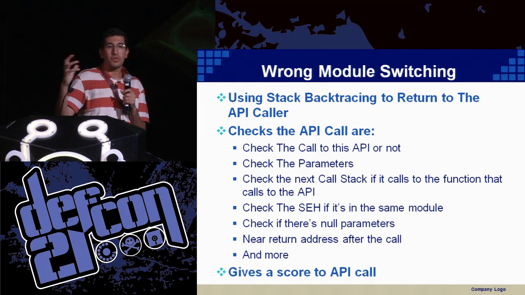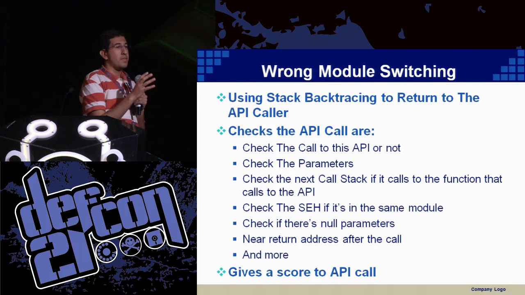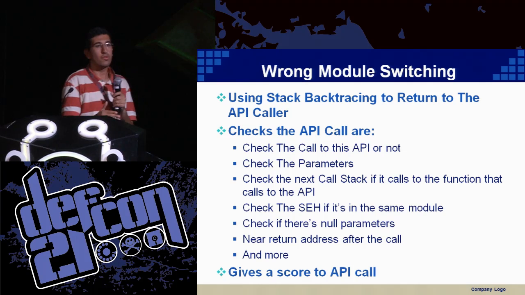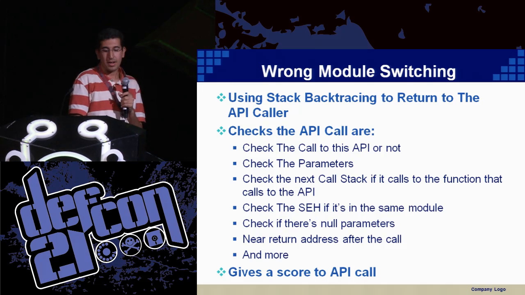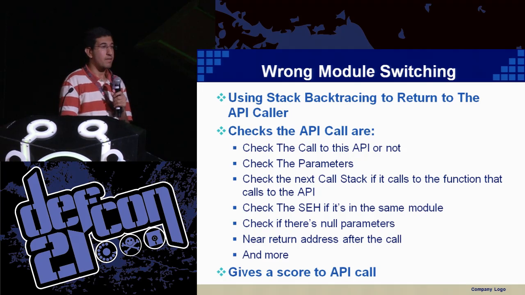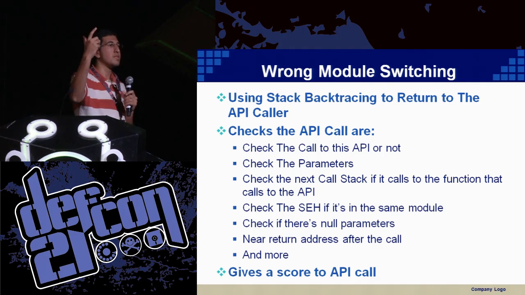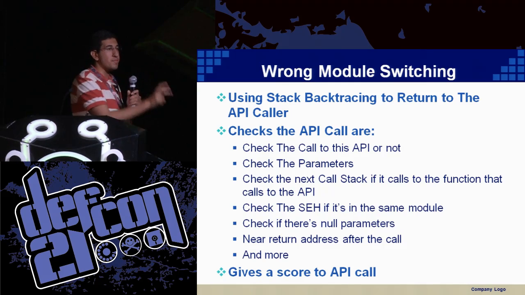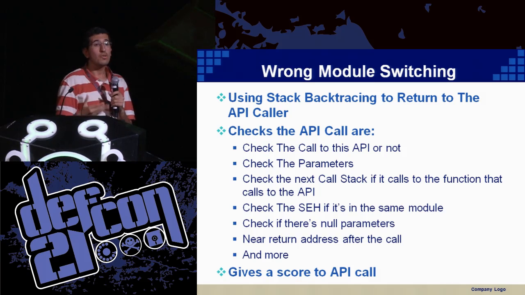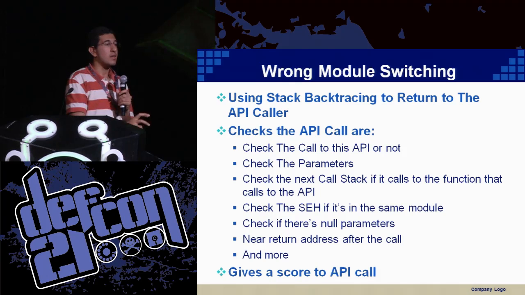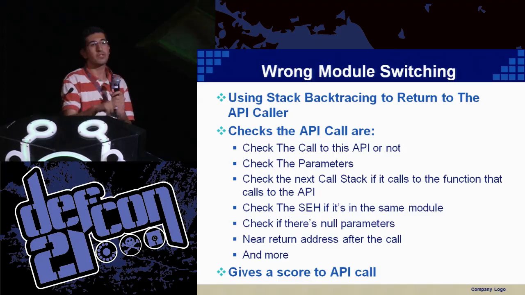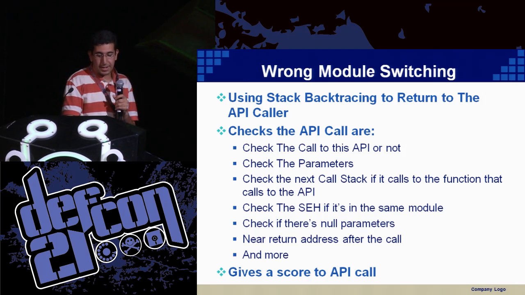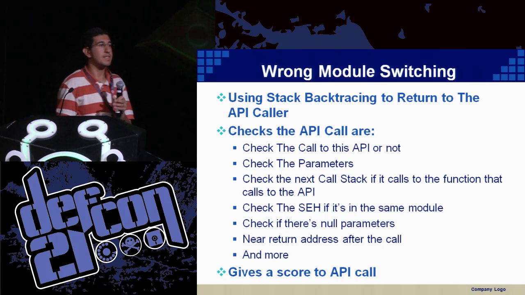What we do exactly after we do the backtracing and reach the call to this API in the application is check if this call is really a call to this API or a fake return address created by the attacker. We do some checks, like whether there's a call to the API or not. We check the parameters, whether what we saw are the parameters created by the application's call to this API. We check if the application itself has a call to the function that called this API. We check other things, and after that, we give a score to this call: yes, that's a call to this API or not.